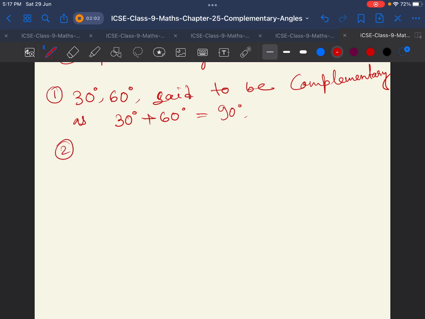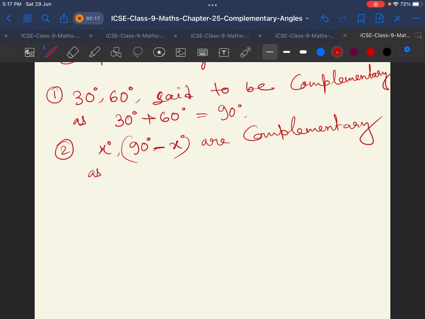Let's take another example. x degree and 90 minus x degree are complementary, as x degree plus 90 minus x degree, the plus x and minus x vanish, and we get 90 degrees. So they are said to be complementary angles.